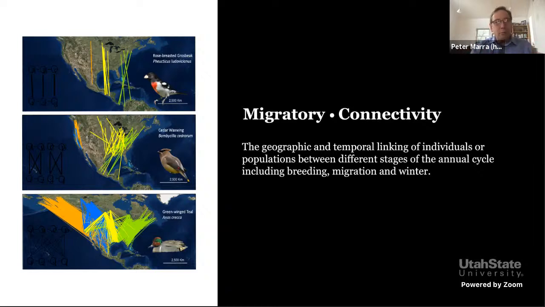This phenomenon called migratory connectivity is the geographic and temporal linking of individuals or populations between different stages of the annual cycle. And this includes breeding, migration, and winter. And it doesn't necessarily have to include a migration. It can be just an animal that's resident, that's moving, but it is understanding how that animal moves across different temporal scales. That's sort of the key thing.